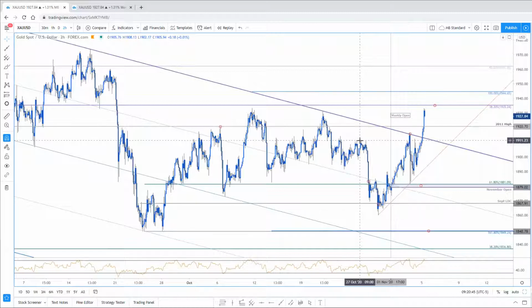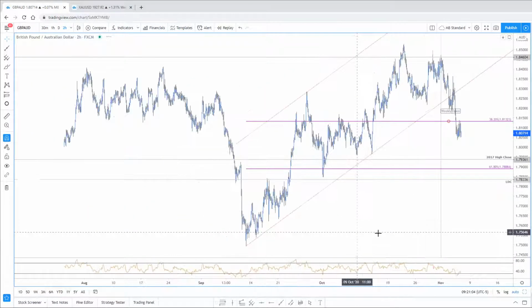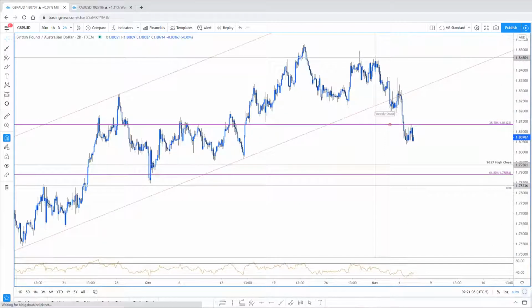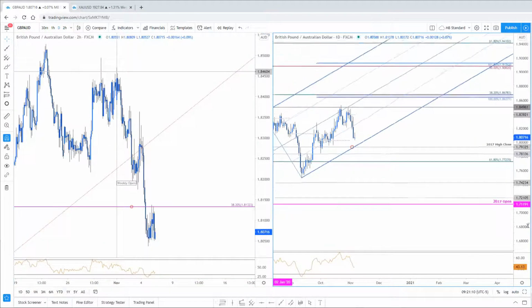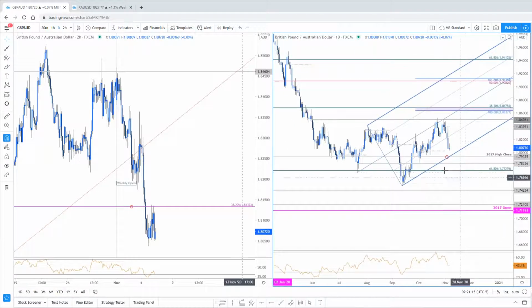So let me get your pairs here. Marchin, you're looking for Pound Oz, Aussie Kiwi, and Aussie CAD. Pound Oz looks like this. Breakdown, breakdown. Whoa, what a fake out, right?